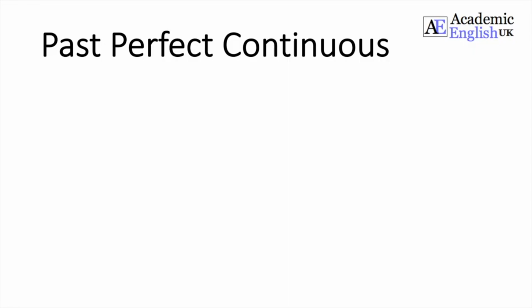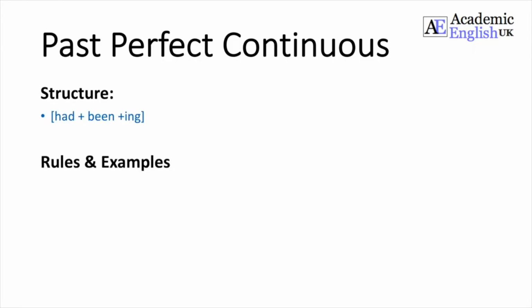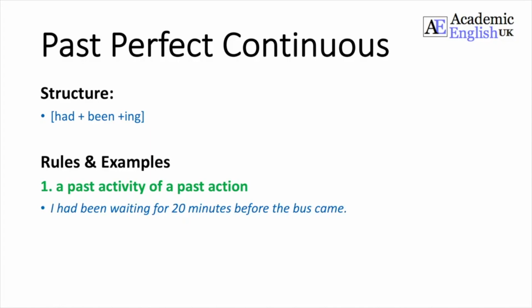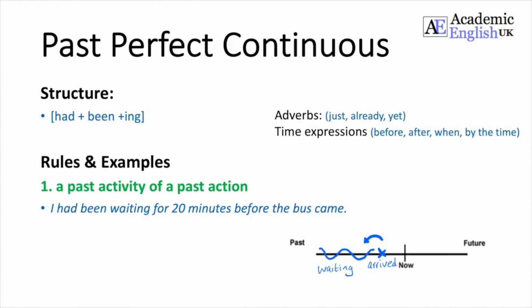Okay, the final tense in the past tenses is past perfect continuous. This is created with had plus been plus ing form. Again, there's one key rule, and this is a past activity of a past action. I had been waiting for 20 minutes before the bus came. Again, it uses the same adverbs and time expressions as the past perfect simple.